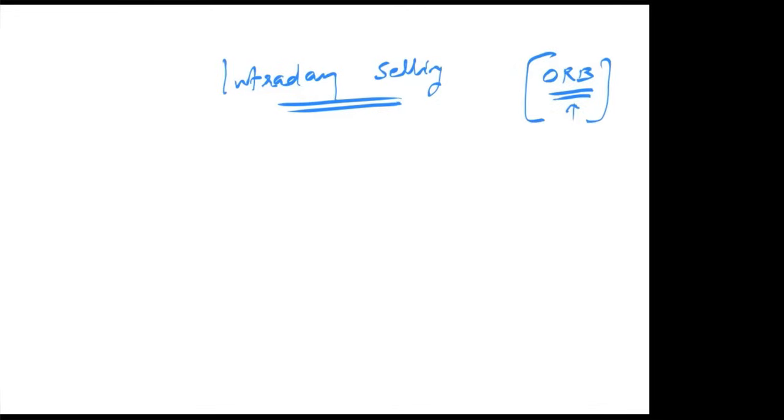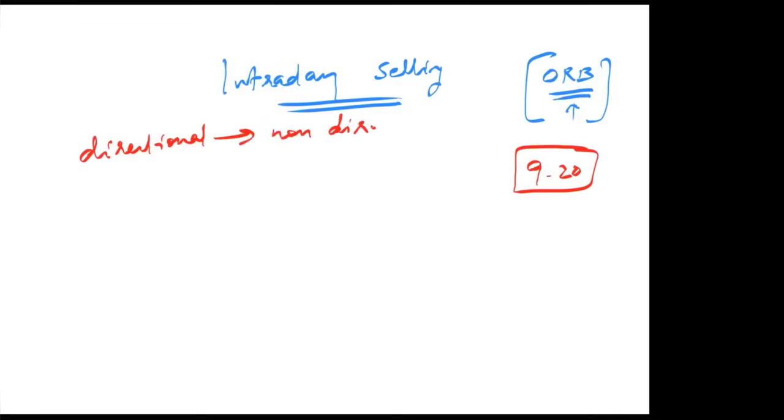So here, guys, I don't want to discuss the famous 920 strategy. If you want to know the 920 strategy, just Google it and you will get it. There is nothing at 920. So intraday selling means I will be focusing initially on directional and then non-directional. Non-directional is always better because no one can predict the direction.